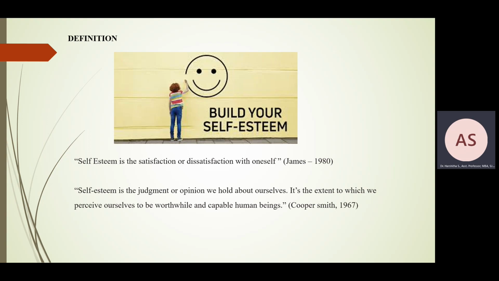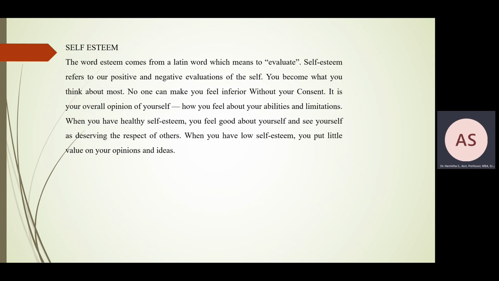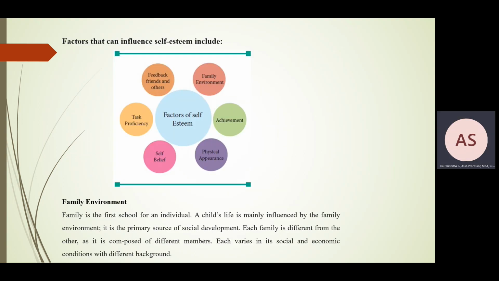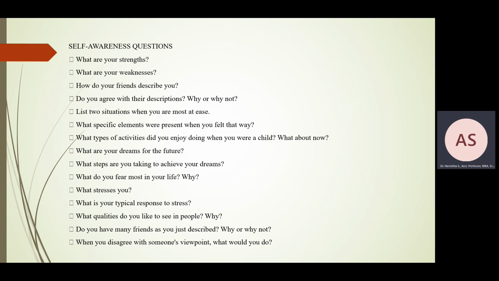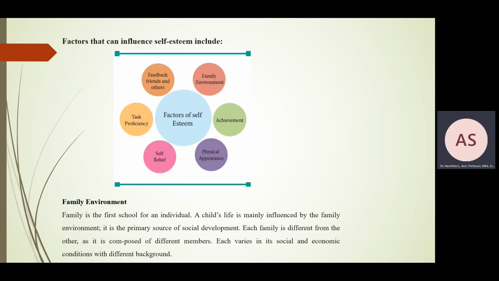It is again the extent to which we perceive ourselves to be worthwhile and capable human beings, as said by Cooper Smith, and he stated it in 1967. So what are the factors that can influence self-esteem? As you can see in the slide, there are many factors: family environment, achievement, physical appearance, self-belief, task proficiency, and feedback from friends and others. All these factors support the self-esteem, right?